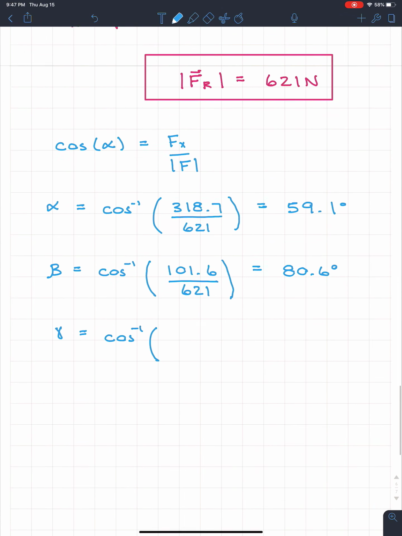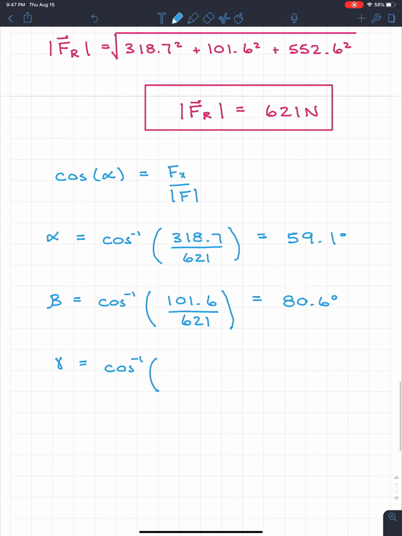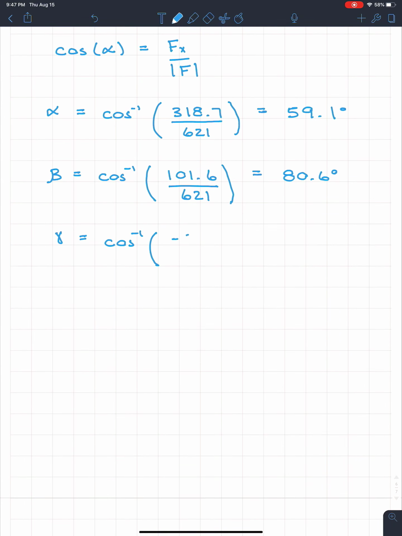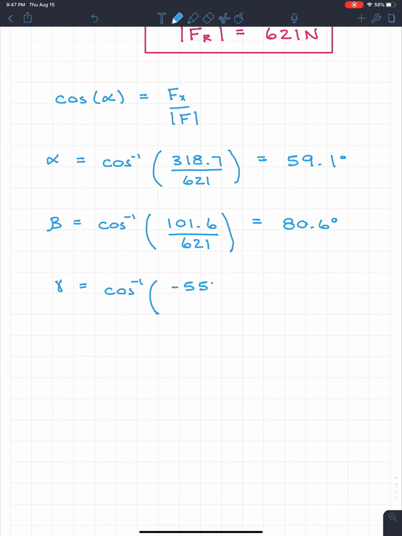Alright, inverse cosine. And we're going to want the final component, which is the z component, which is negative 552.6. So let's not forget the negative 552.6. And that's all divided by 621. So this is negative, so right off the bat we know that our angle should be above 90 degrees, and sure enough it is. It's 147.4 degrees. Perfect. So I'm just going to do this. Ooh, looks bad. Alright, let's try again. Here we go. Round 2. And I am victorious.